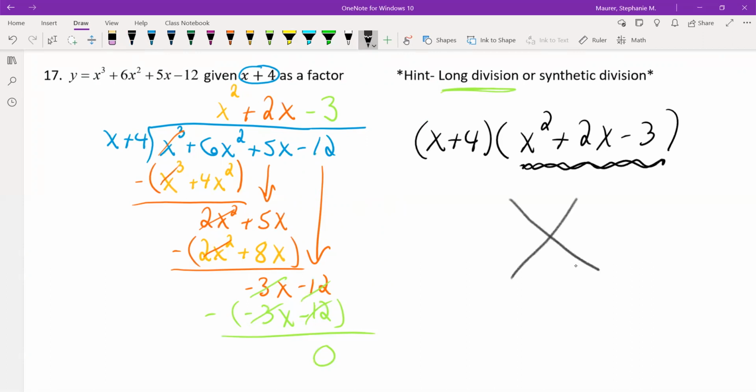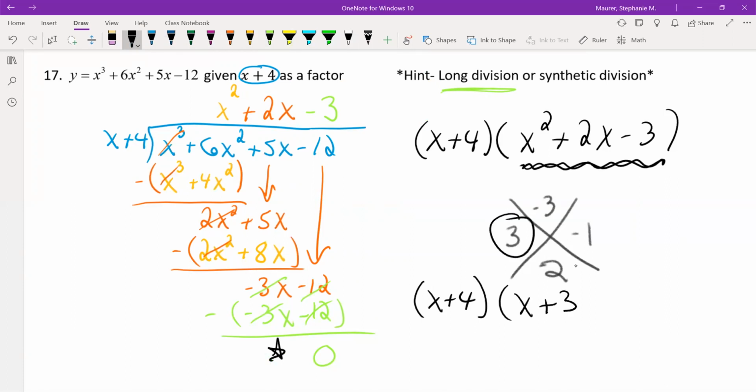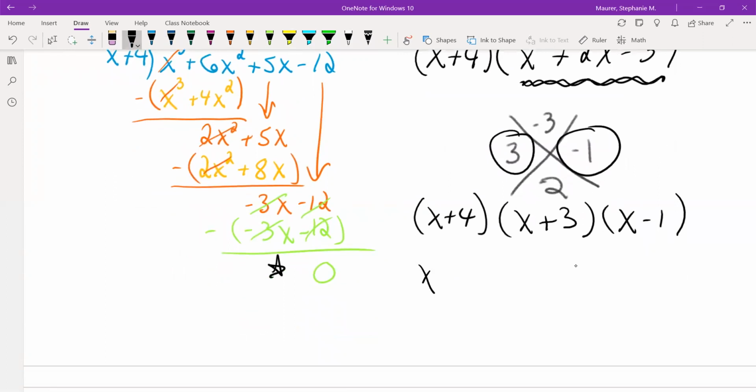So I could factor this by setting up our little x and saying what number multiplies to a negative 3 but adds to 2? We'd probably get ourselves a +3 and a -1, in which case our final answer, our fully factored answer, would have this x plus 4, because we determined that it is a factor. That's what the 0 meant. And then the second piece would become x +3 and x -1. And that would be fully factored and ready to get us the zeros.